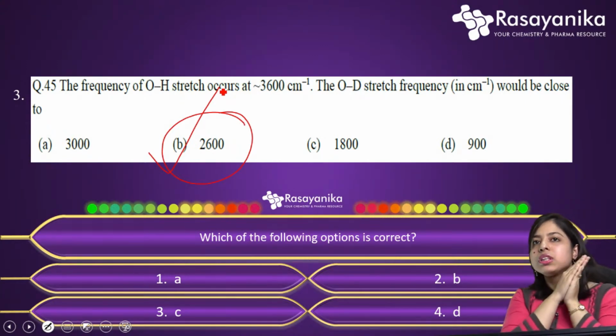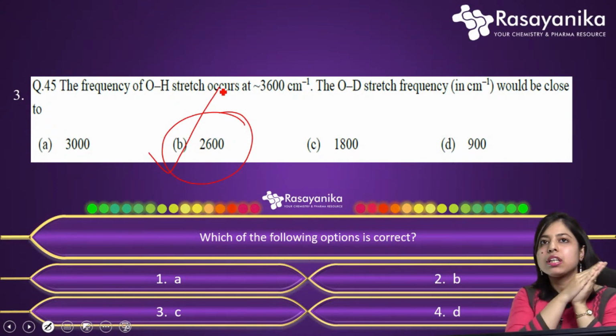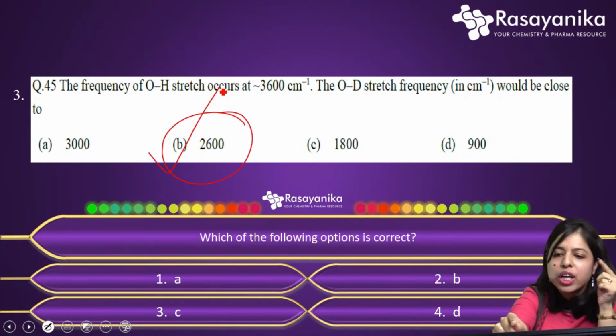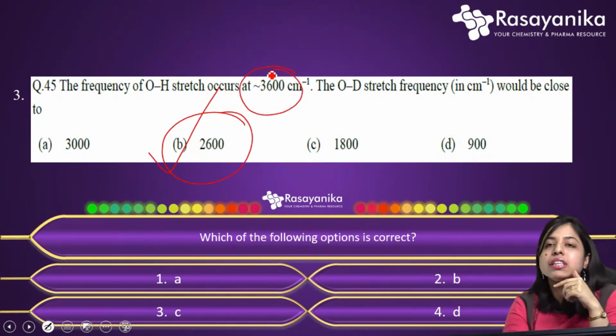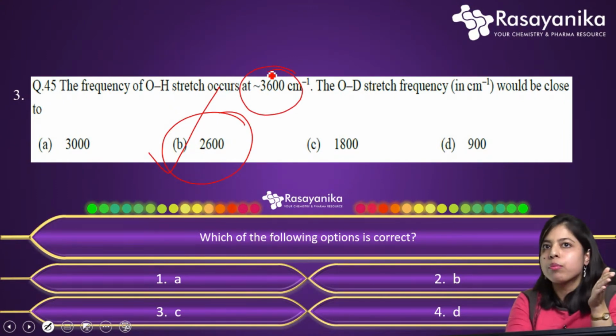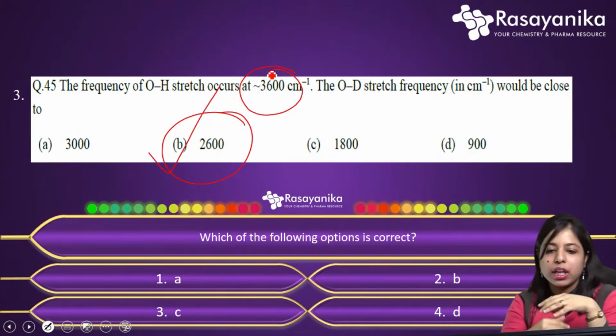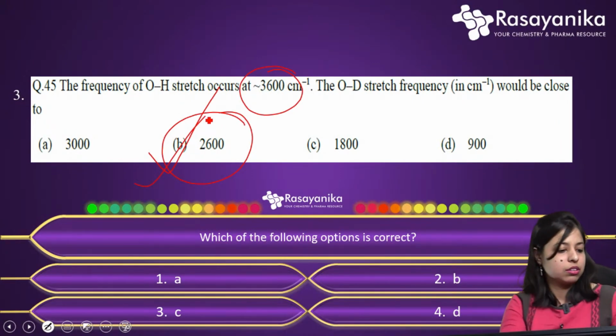You need to know this concept: when we replace a hydrogen atom by a heavier element, like deuterium or anything else, what is going to happen? Because of this inversely proportional relation, the stretching frequency becomes lower. The OH stretching frequency was 3600 centimeter inverse, so obviously it will be lower than that, and you just have to find the correct option in this way. So this is our correct option.